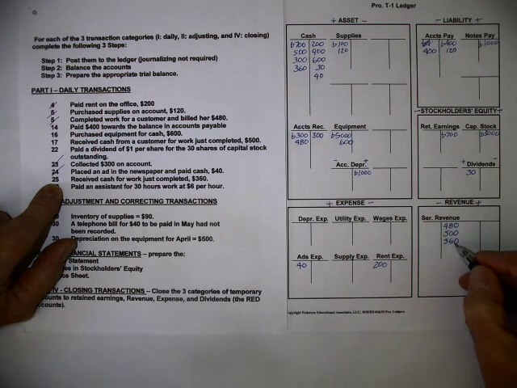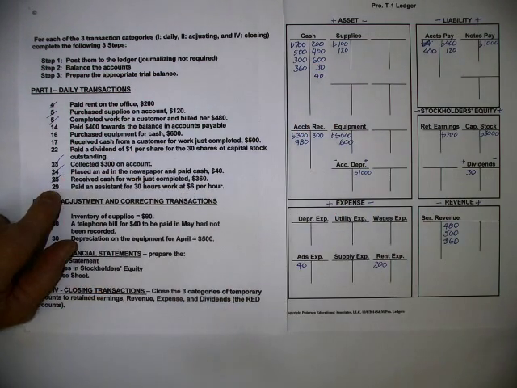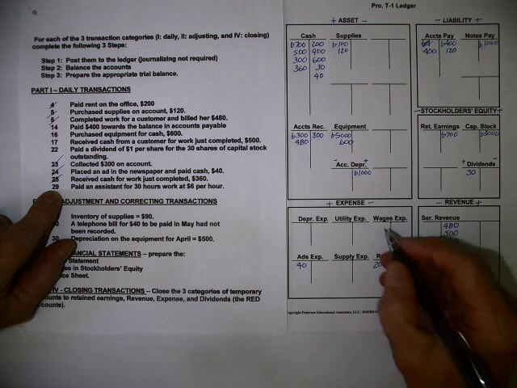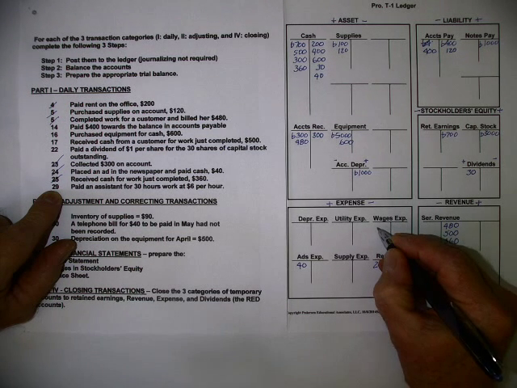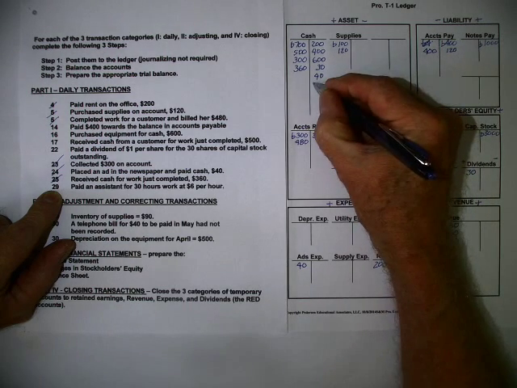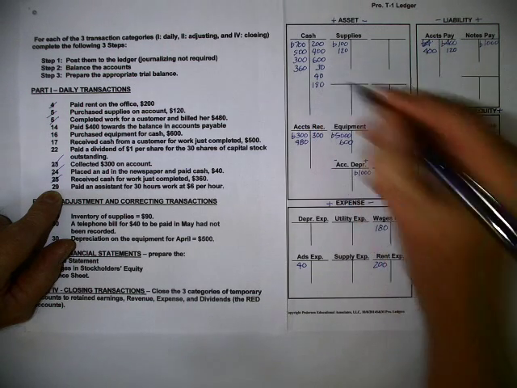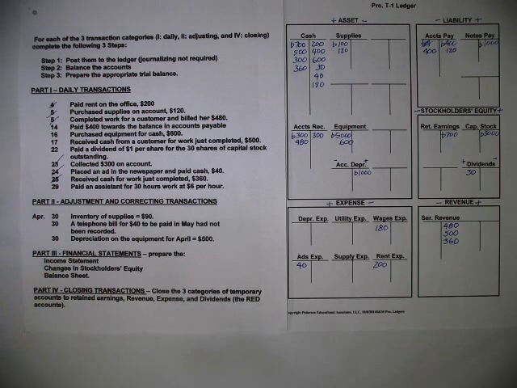And finally, we paid an assistant for 30 hours work at $6 an hour. All right, so we're going to go down to wages expense of $180, and we're going to decrease cash by $180. Okay, so these are all the daily transactions that have now been recorded.